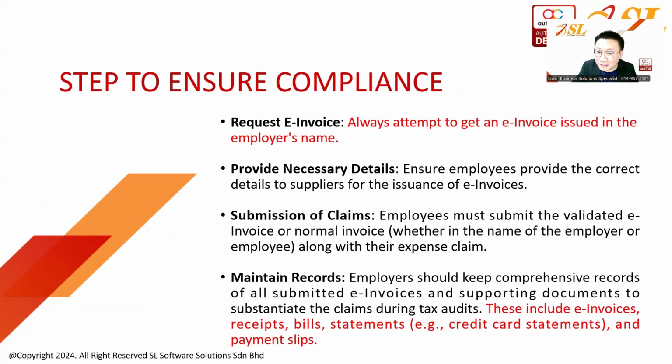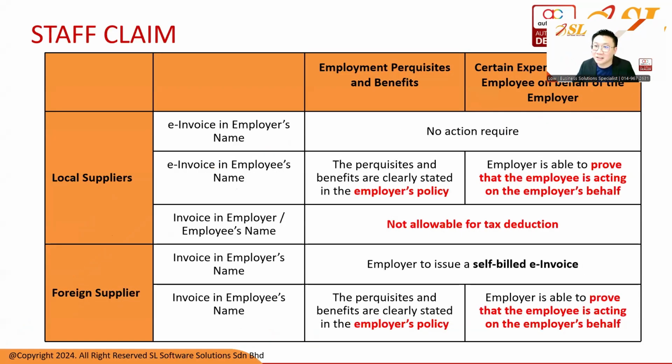And in case you really cannot put it under the company name, then you just put it under the employee name. Then the employee needs to submit the document for claim. That is the standard procedure to submit a claim. If put under employee name, you need to have a company employee policy, and you need to have a standard procedure for the claim form.